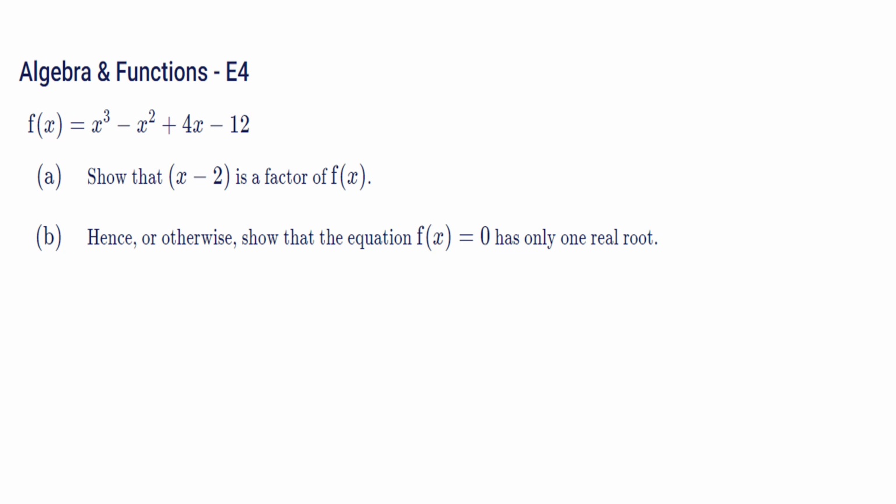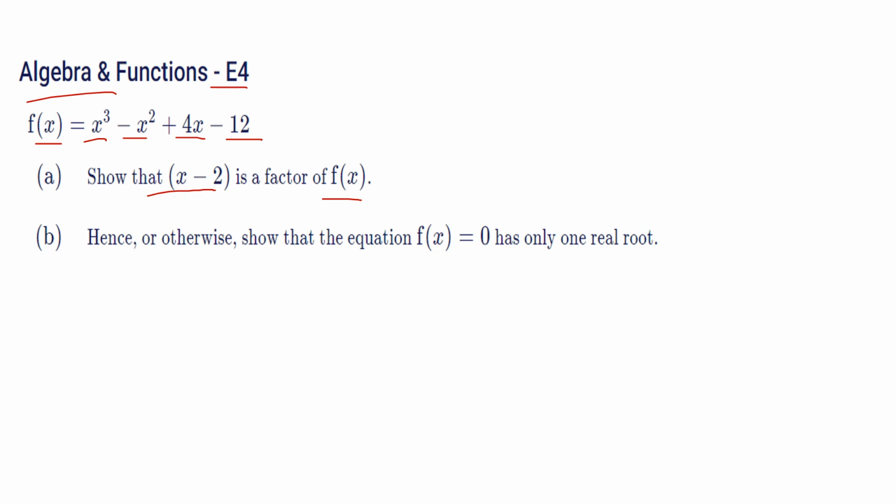AS level maths, going over and explaining the factor theorem. So one of the first new AS pure maths topics that you'll learn in year 12, in roughly 136 seconds. Okay, let's go. So, algebra and functions E4. f of x is equal to x cubed minus x squared plus 4x minus 12. Part A: show that x minus 2 is a factor of f of x.